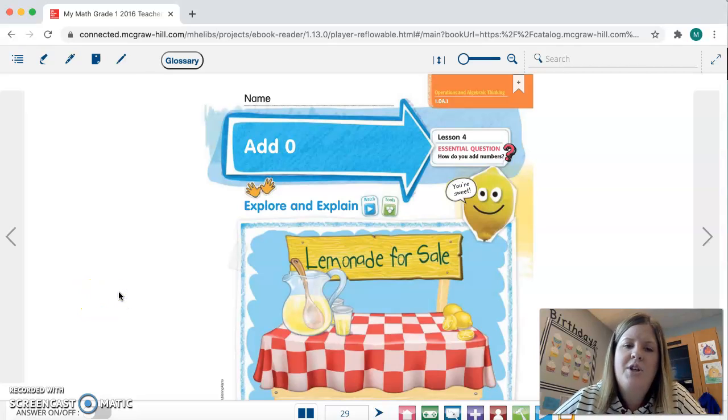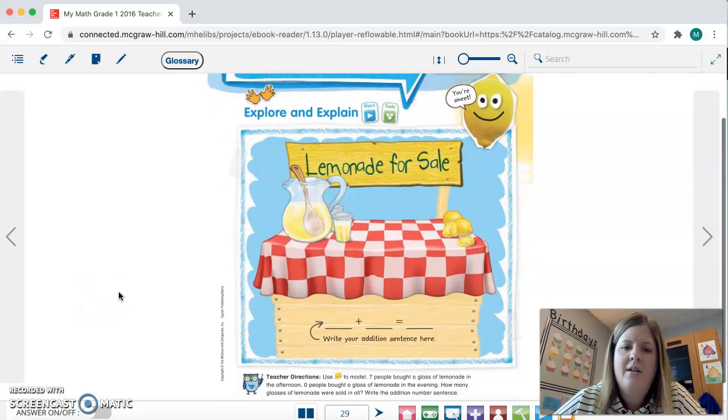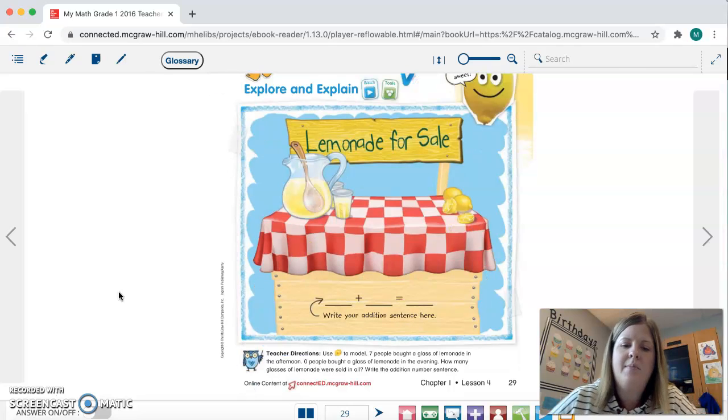Okay, guys, go ahead and put your name at the top of your math packet. Then you're going to go down here to the bottom, and we're going to work on addition number sentences today. We're actually going to be working on adding 0. So if I have a number 4 and I add 0, guess what? The number is still 4 because 0 means nothing, okay? So we got to think when we add anything with 0, we're going to still have the same amount, okay?